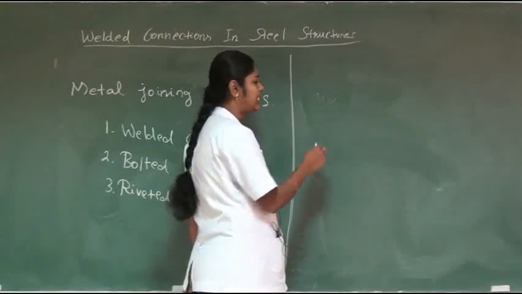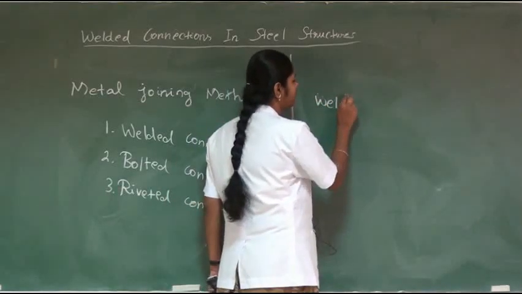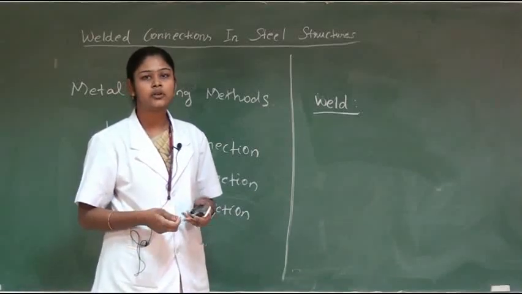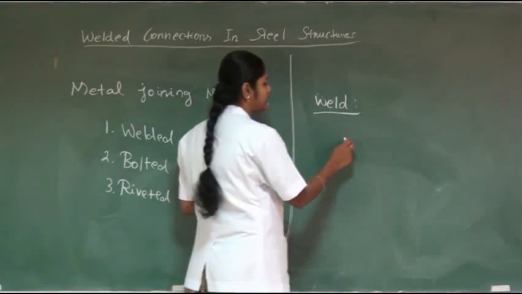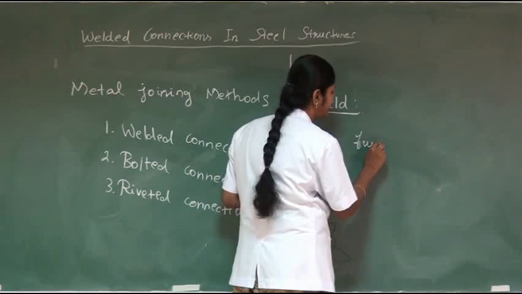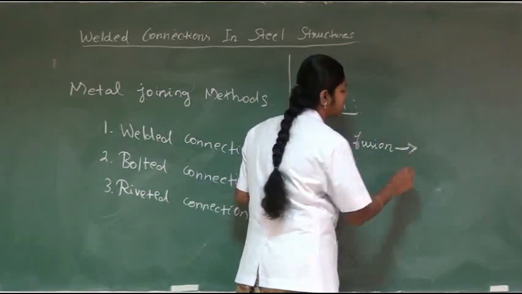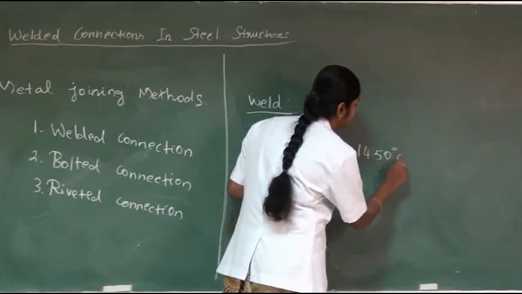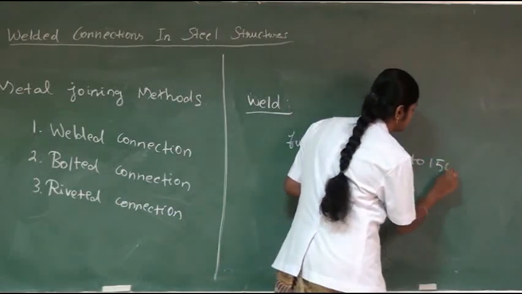First one is the welding connection. First we are going to see what is meant by weld. Weld means we have to make the metal joints join each other. For that the fusion is required. The fusion should be about 1450 degrees centigrade to 1500 degrees centigrade.